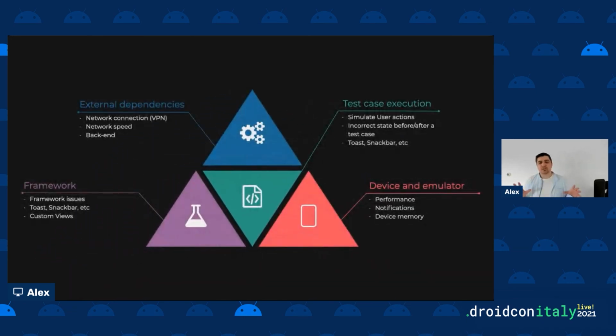And it's all different categories. And if you have a flaky test, I highly recommend taking a look at the test case execution and external dependency sections, because very often you can find the problem in these sections. You can just forget to disable animations, for example. Maybe you have some problem with your server.